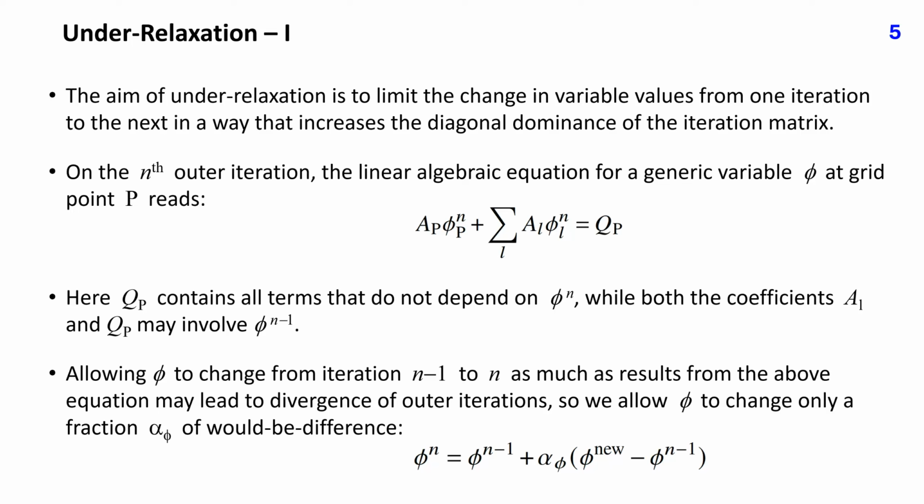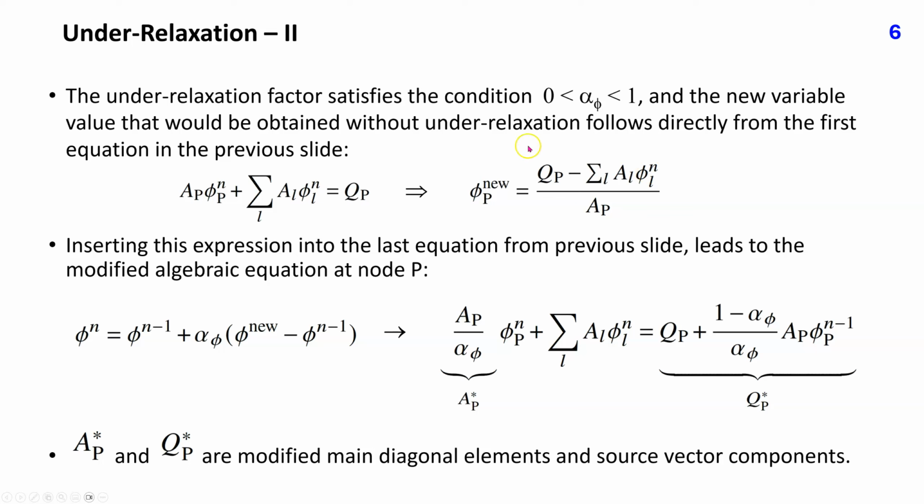Allowing phi to change from iteration n-1 to n as much as results from the above equation may lead to divergence of outer iterations. To prevent that, we allow phi to change only a fraction alpha_phi of the would-be difference. Here, phi^nu is the solution of the above equation without under-relaxation. This equation shows the implicit expression for phi_P^nu resulting from the algebraic equation at node P. When we insert this expression into the under-relaxation formula, we obtain after some rearrangement the following modified algebraic equation.